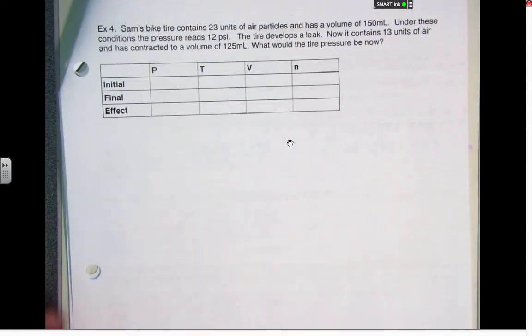Sam's bike tire contains 23 units of air particles and has a volume of 150 milliliters. Under these conditions, the pressure reads 12 psi. The tire develops a leak. Now it contains 13 units of air and has contracted to a volume of 125 milliliters. What would the tire pressure be now?